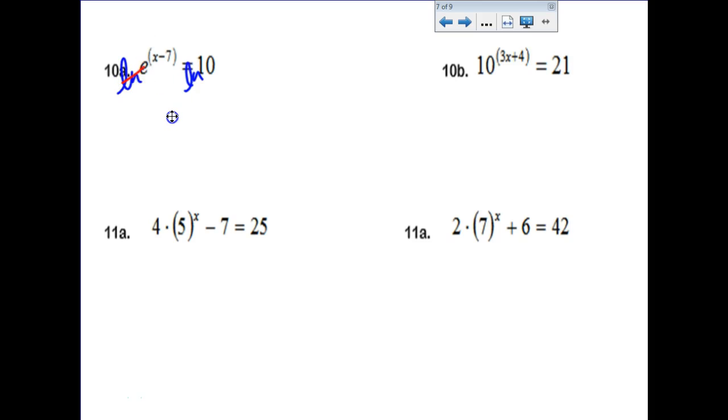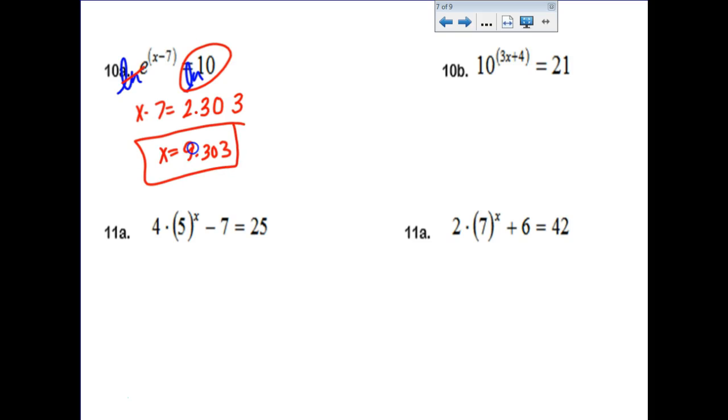Alright guys, natural log and e will cancel. That's why I chose natural log. So this is x minus 7 equals something gross, it's irrational. Can someone type it? 2.303. Thank you. And then we add 7 to both sides and get 9.303. Which, yes, common log people, you would have received the same answer after all your work.